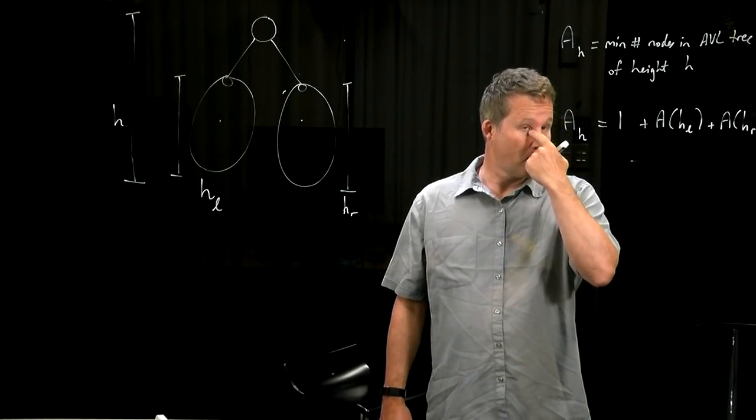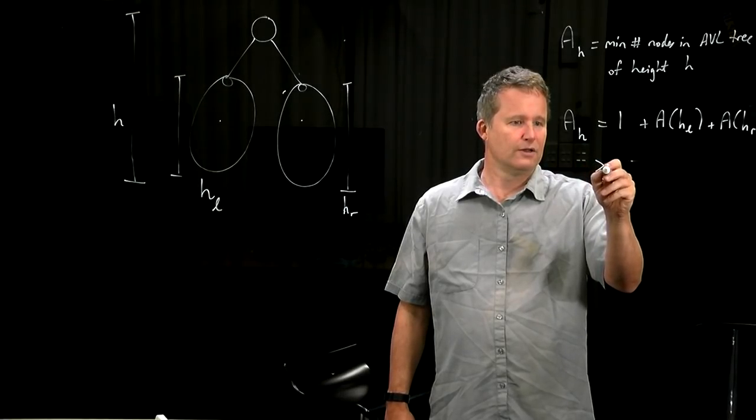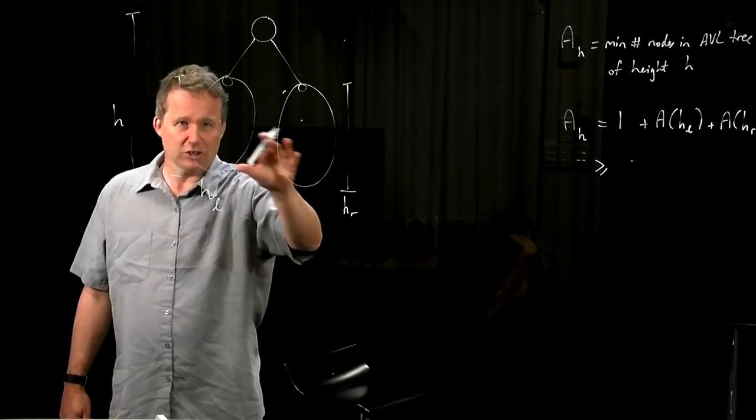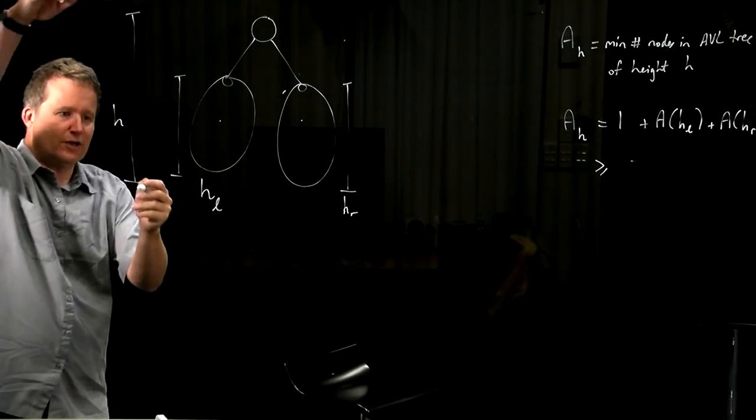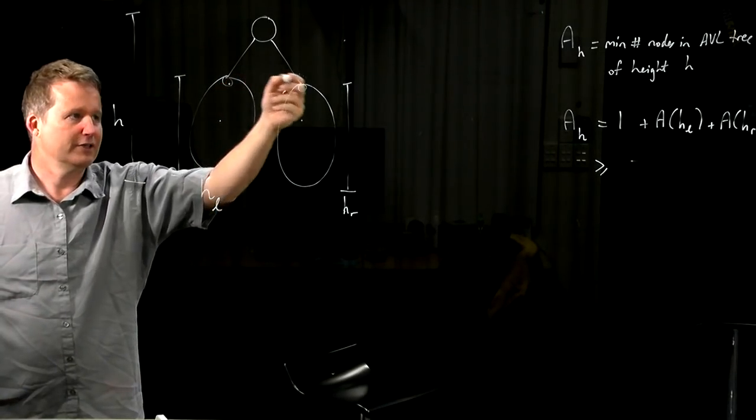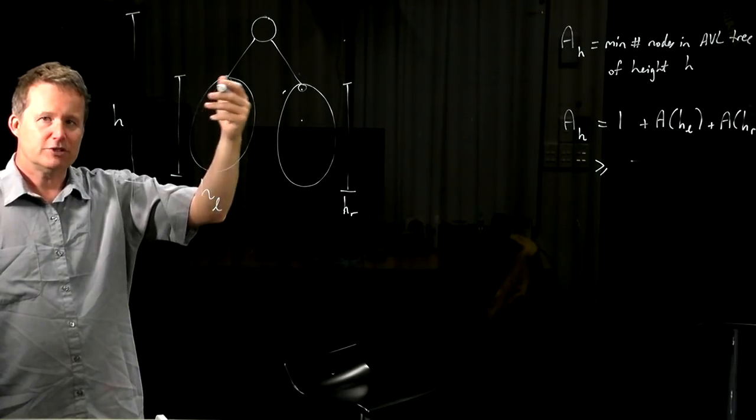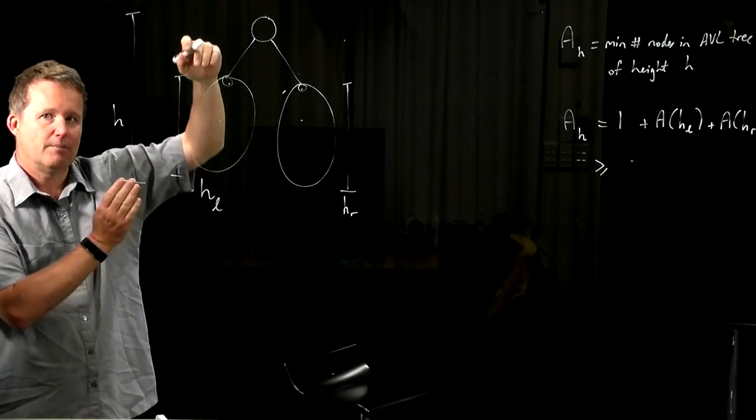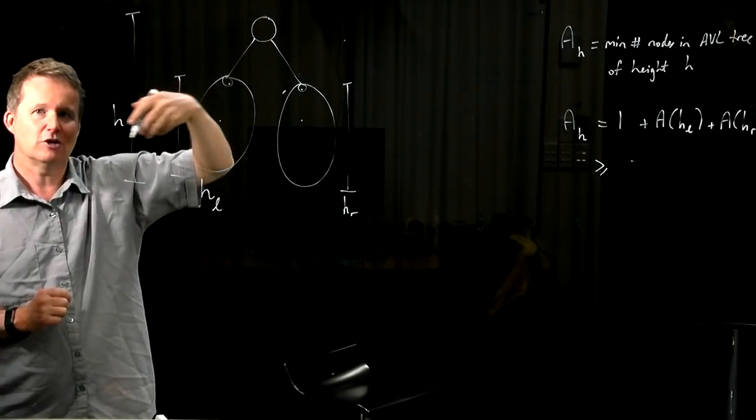Well, it's certainly at least as big as what we get when these are as small as possible. Now, how can these be as small as possible? The height of the whole tree is h. That means one of these trees has to have height h minus 1. The other one could be smaller, but it can't be too much smaller because of the balance property here. In fact, it could only be one smaller.